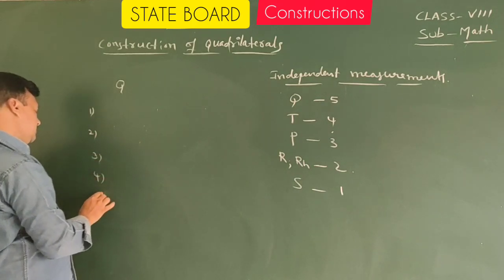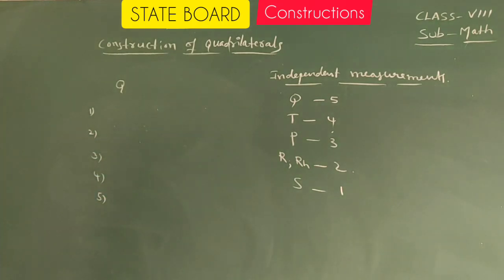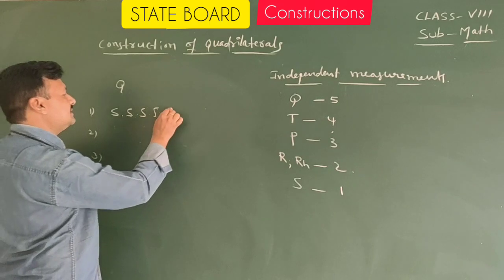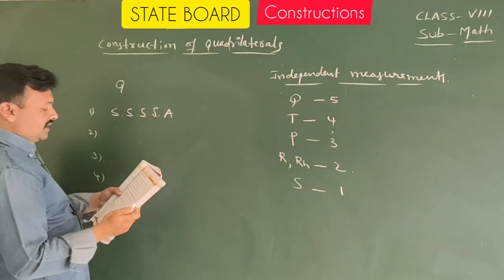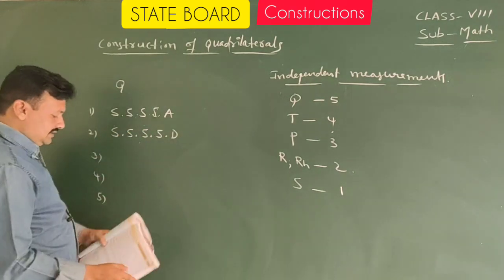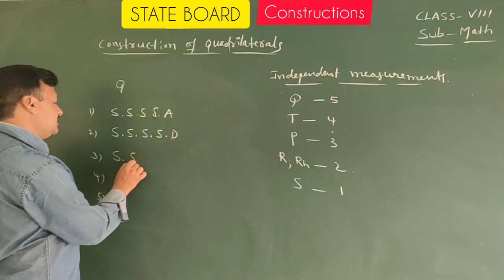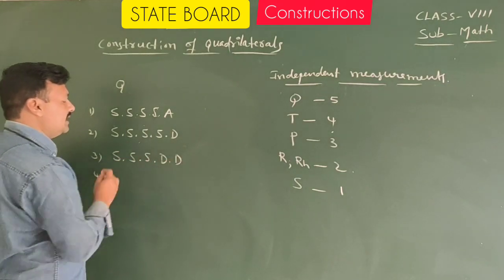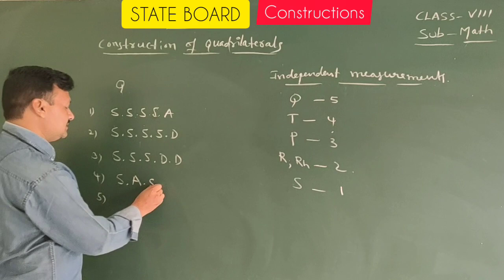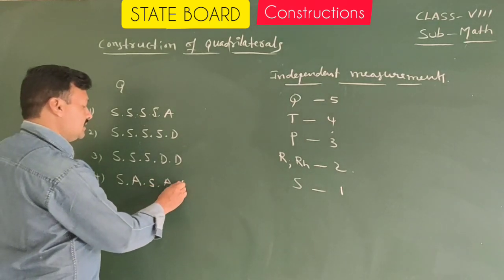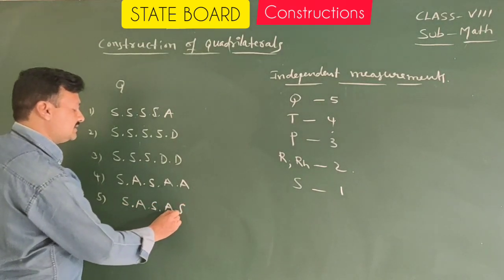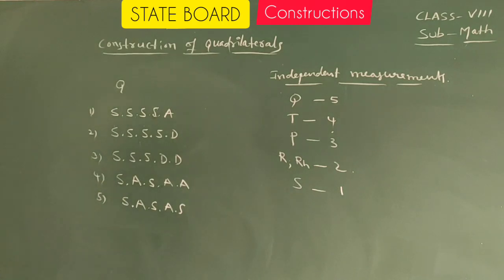of measurements are given in your textbook. These 5 types are: first one, S, S, S, S, A. Next, S, S, S, S, D. Next one, S, S, S, B and D. Next, S, A, S, A and E. Next, S, A, S, A, S. These 5 types of measurements.